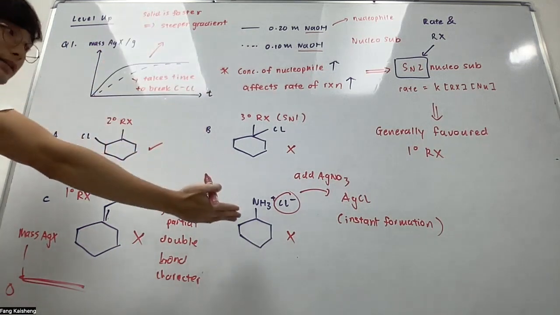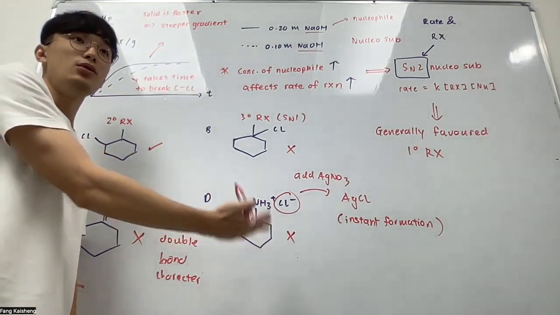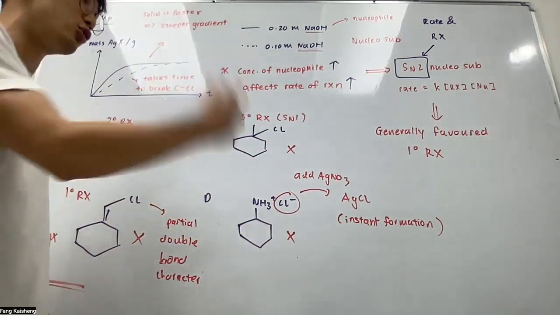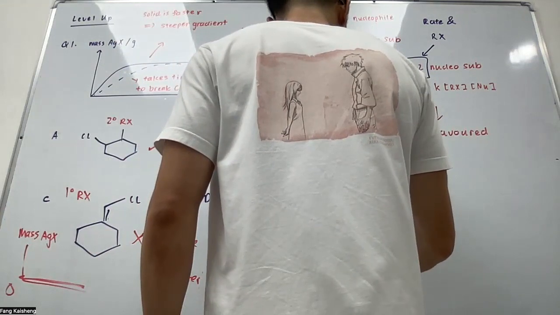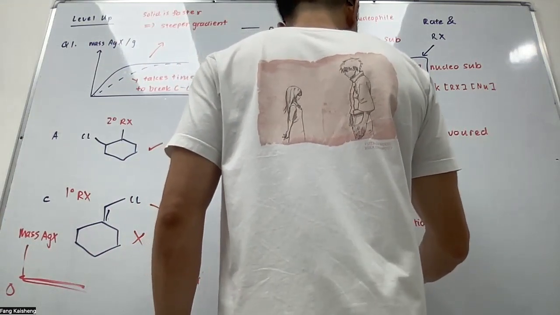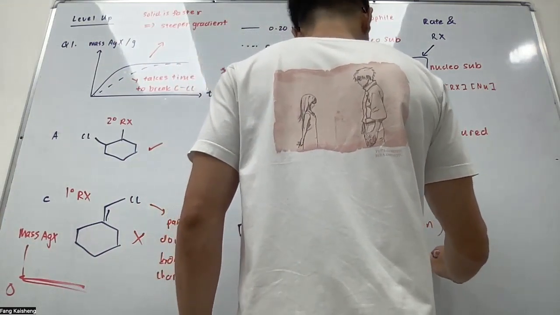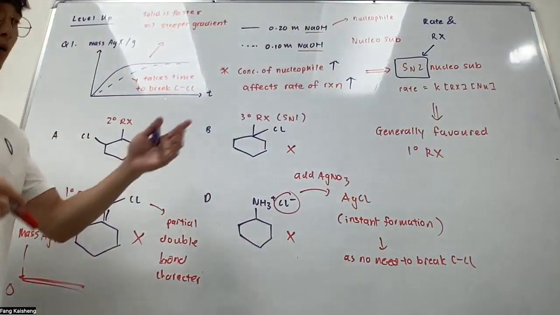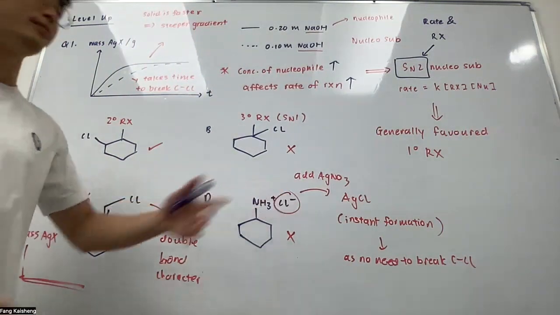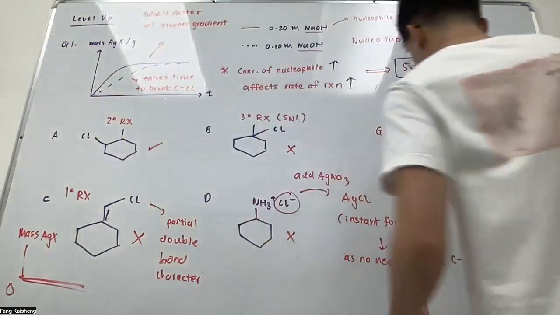Do you need to break a C-Cl bond here? No. So it's instant, the moment you throw in AgNO3, it will form. So go right now, instant formation as we don't need to break the C-Cl bond. I also want you to draw how the graph will look like if you chose option D. How will the graph look like?